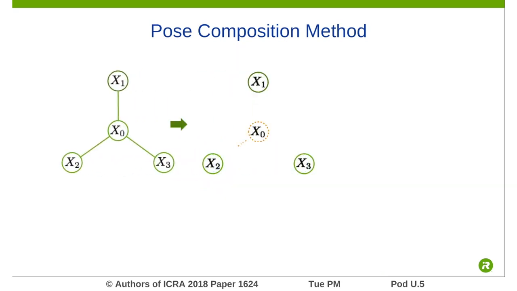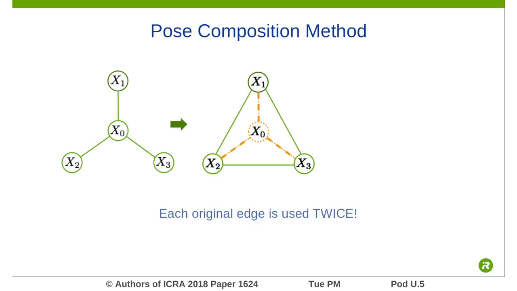In this example, we compose edges x0, x1 and x0, x2 to compute edge x1, x2. Similarly, we compose x01 and x03 to compute x13 and compose x03 with x02 for edge x32. Notice each original edge has been used twice. This eventually makes the composed graphs overly confident.